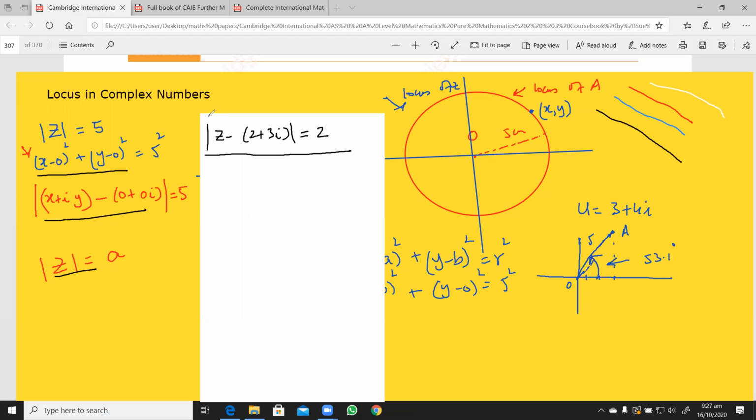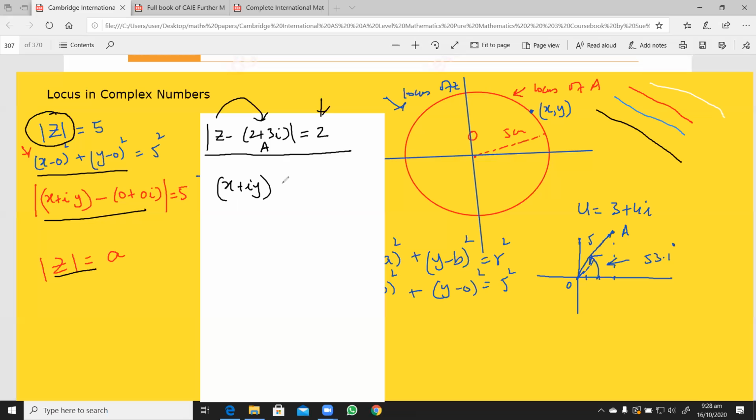Now remember one thing, this modulus always refers to the distance. This would mean that the distance of the complex number z from this number is equal to 2. Suppose you're representing this with the point A. So can I say this is going to be a circle whose center would be 2 plus 3 iota and the radius will be 2? If you allow me, I can explain a bit more.